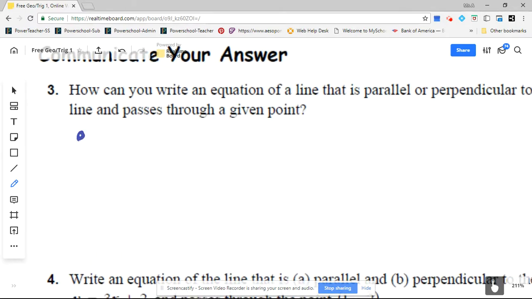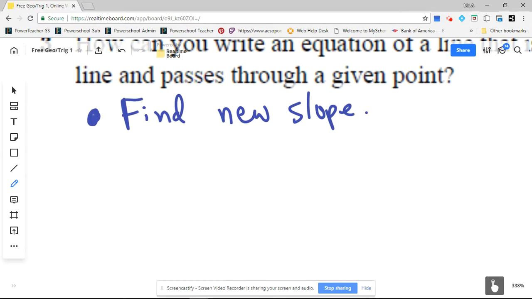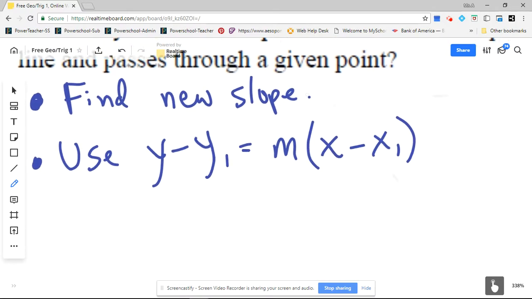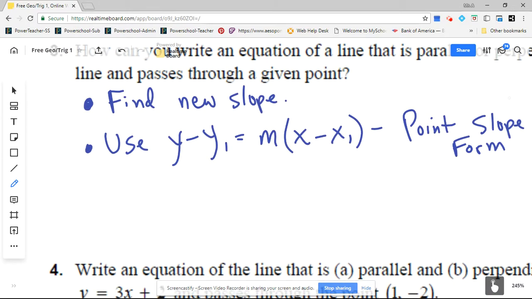a given point? You need to do 3 things. You need to find the new slope. It might be the same as the old slope, or it might be the opposite and the reciprocal of the old slope. Okay, so you got to find the new slope first. Secondly, you got to use this formula that we learned when we did the zombie worksheet. y minus y1 equals m times parentheses x minus x1. Okay, we call that the point slope form. Point slope form is what we call that.